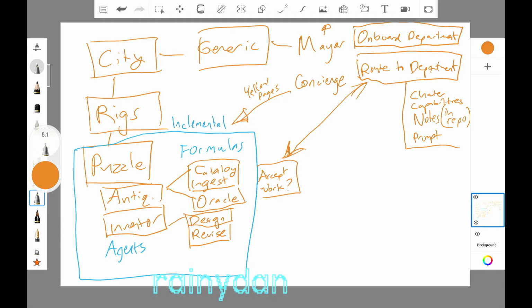Okay, beautiful. All right, so we have this interplay back and forth between route to department and accepting work. All of the agents are supposed to decide, using their charter and capabilities, whether or not they can accept this work. And if they do accept the work, then they're expected to not only fulfill the task, but also take notes of anything interesting that happened along the way.